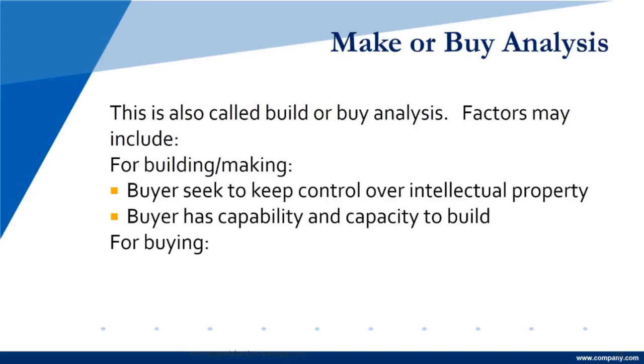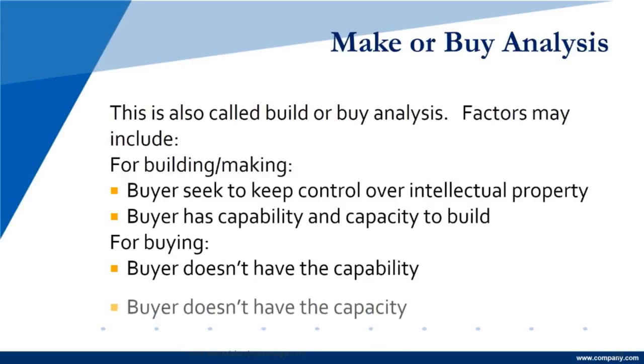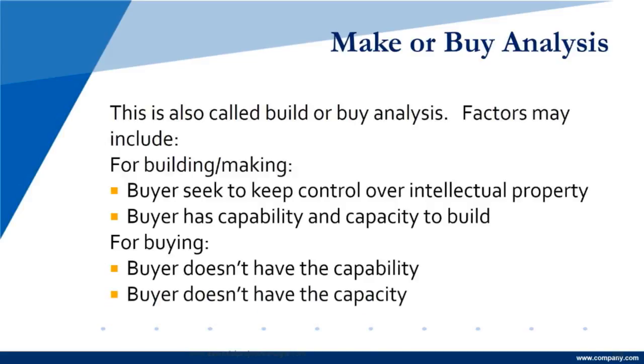For buying it, you look at, does the buyer have the capacity? If the buyer doesn't have the capacity, you might want to buy it and not just build it. You might want to look at somebody and buy it. And if you don't have the capacity and the capability, I may have reversed that, but they're both right together. The capacity and the capability need to be there. If they're not there, then it's easy to see that I should buy something and not build it or make it.